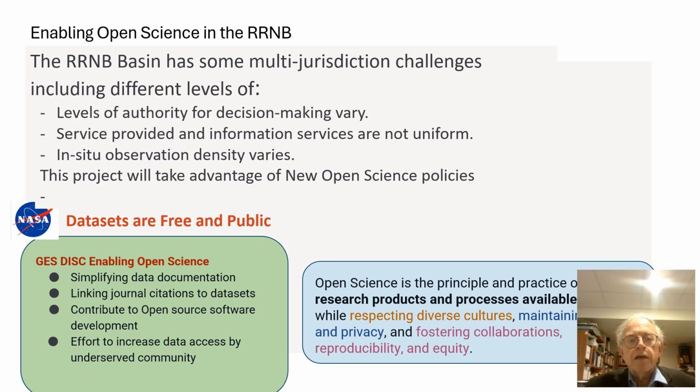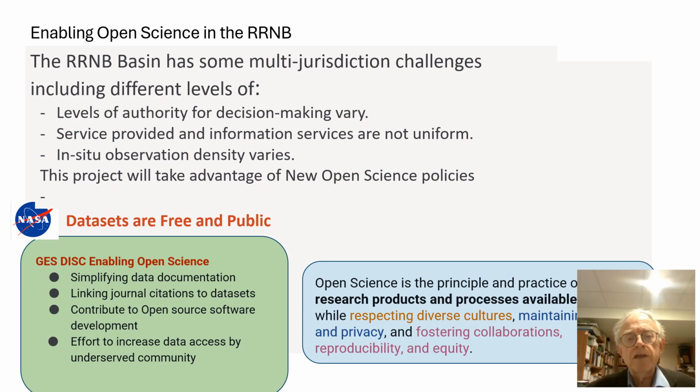We have to deal with things like the levels of authority for decision making in a basin which is transboundary, because the levels of authority vary from one part of the basin to the other. Canada is different than the US. Services provided and information services are not uniform across the basin. The federal government provides certain services in the US that the provincial government provides in Manitoba, in Canada. In situ observation density varies. North Dakota has a large mesoscale network, but the same is not true in Minnesota and Manitoba.